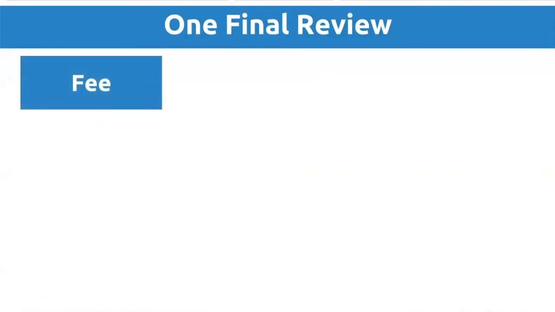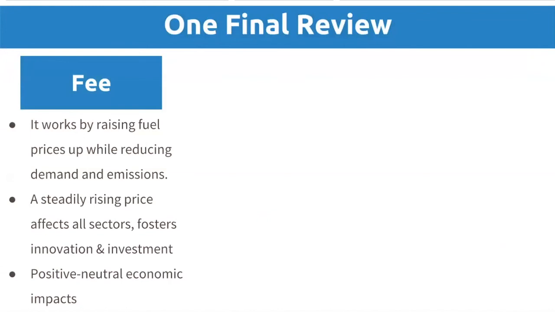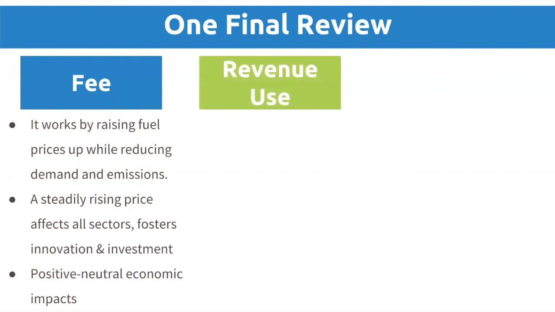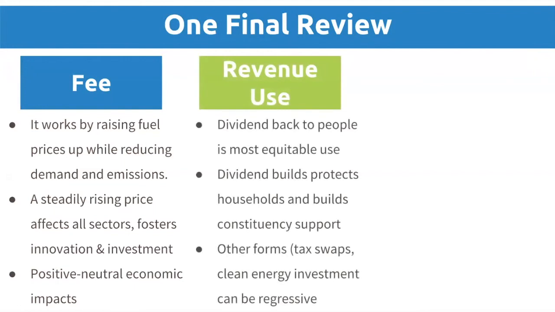With regard to the fee, it works. Fuel prices go up, demand and emissions down. Steady rising prices affect all sectors and stimulate innovation. And the economic impact will be essentially neutral. No catastrophic economic impact in the future. With regard to revenue use, the dividend is most equitable. It builds constituency support for the fee and dividend. And tax swaps and clean energy uses are regressive.